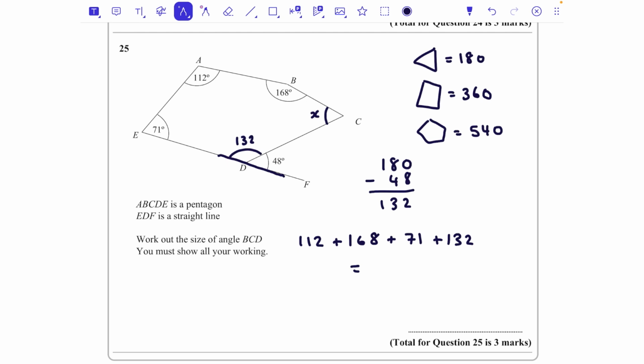71, 112, add 168, add 132. There we go, 483. And we then know that they need to add up to 540. So 540 take away 483 is going to be 57 degrees. There we go. So X is 57 degrees.